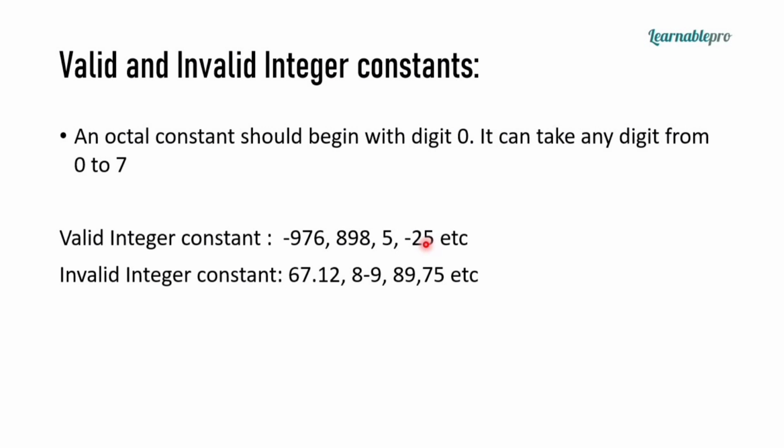So these are the valid integer constants. When it comes to invalid, you can see on the screen 67.12 or 8-9 or 89,75. So these kind of constants, we have a point in between or a hyphen in between or a comma in between. So these kind of constants cannot be valid integer constants. So these are invalid integer constants.